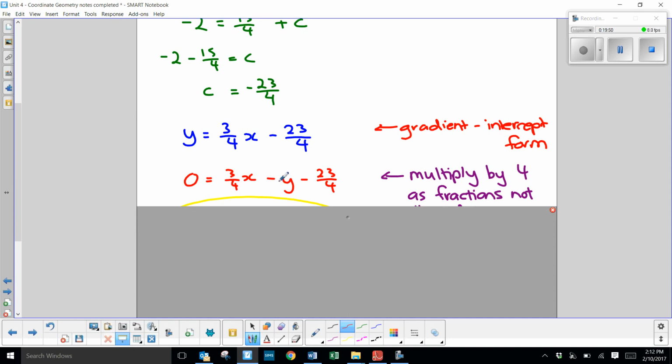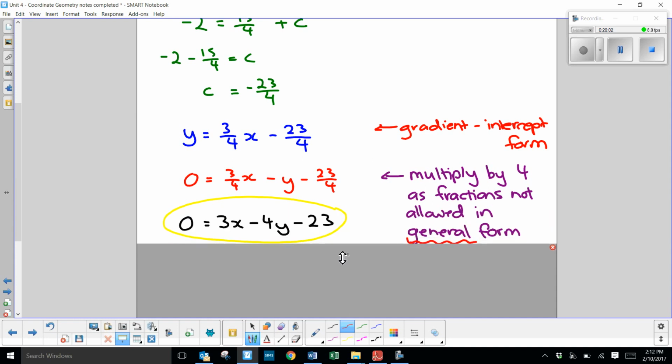So what I suggest is multiply each term, multiply 0, that term, and that term by 4. Because if you multiply them by 4, the denominator is going to cancel out. Like 3/4 multiplied by 4 over 1 becomes 12 over 4, which is 3. And same thing with this, 23 over 4 times 4 over 1 just cancels down to 23. So when you do that, multiply all of these terms by 4. 0 times 4 is 0. That times 4 is 3. That times 4 is negative 4. That times 4 is negative 23.